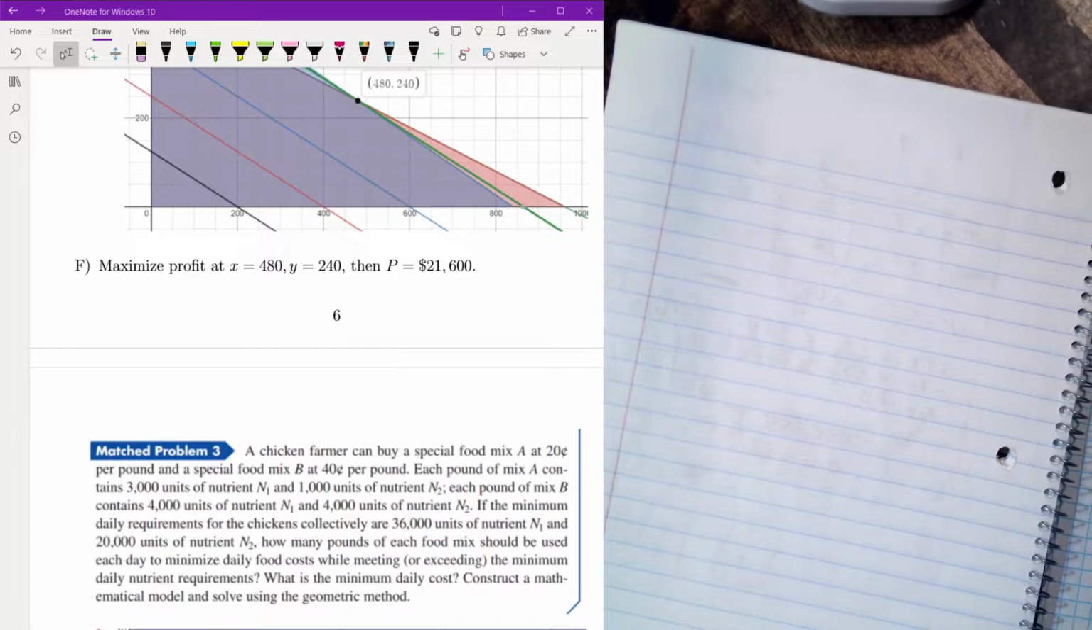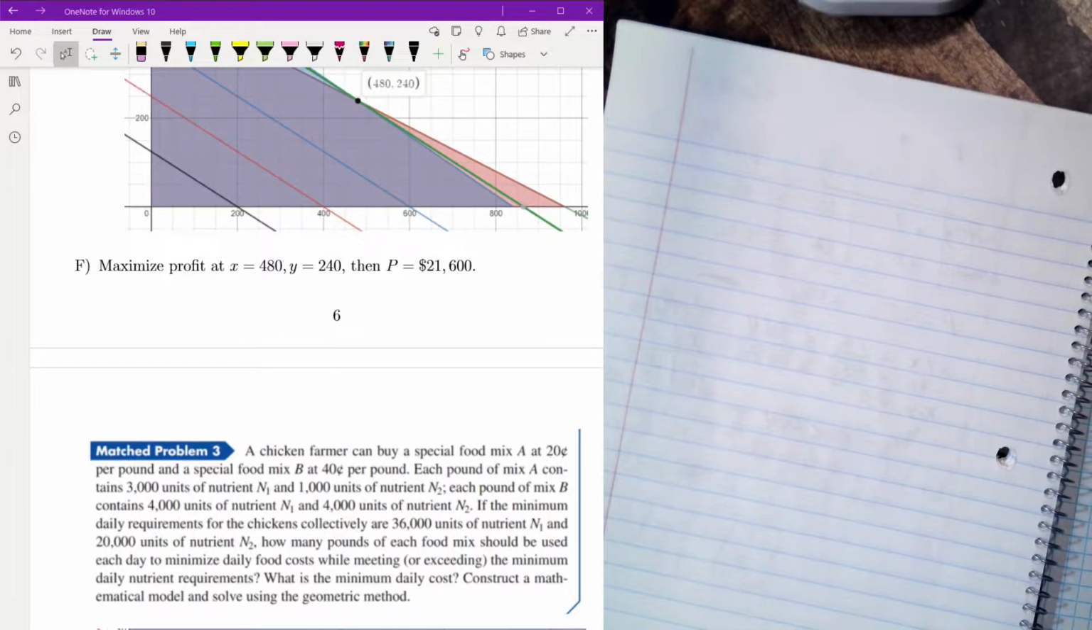If the minimum daily requirements for the chickens collectively are 36,000 units of nutrient 1 and 20,000 units of nutrient 2, how many pounds of each food mix should be used each day to minimize daily food costs while meeting or exceeding the minimum daily nutrient requirements? What is the minimum daily cost? Construct a mathematical model and solve using the geometric method.